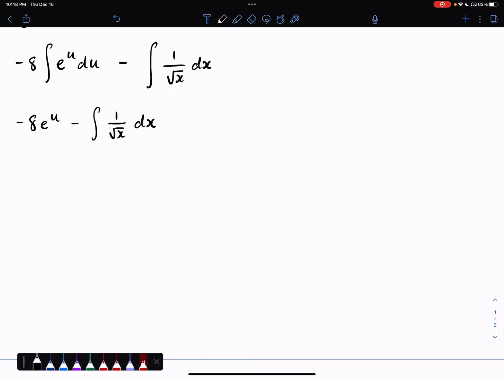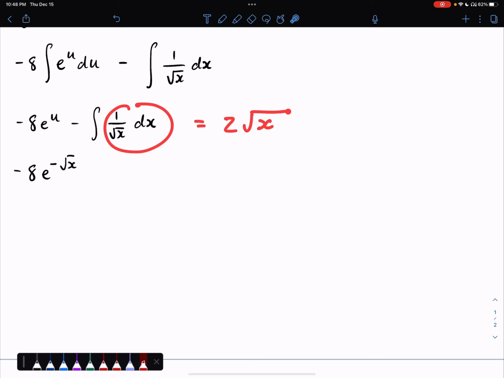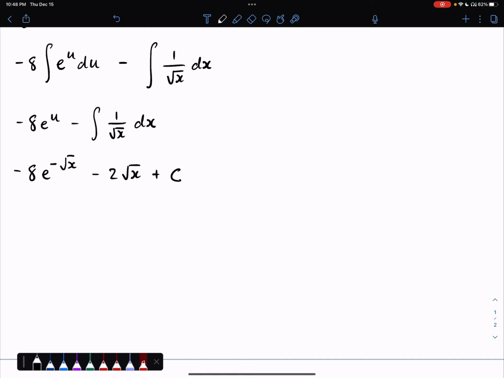And now we can just make our u substitution. We can put our u back in to get negative 8 e to the negative square root x, and the integral of 1 over square root x is just 2 square root x. So then we're just going to get minus 2 square root x plus c. And this is the final answer for the integral.